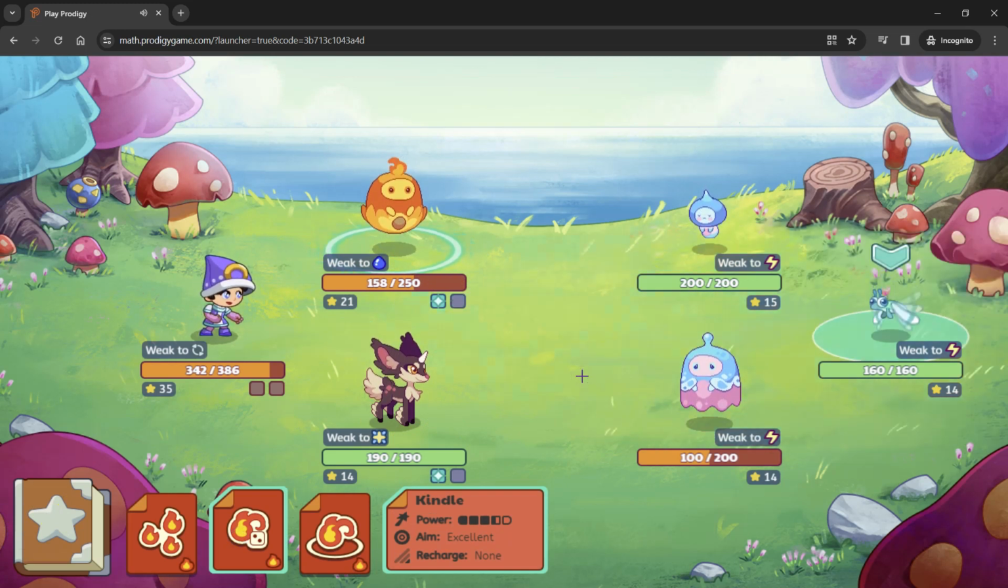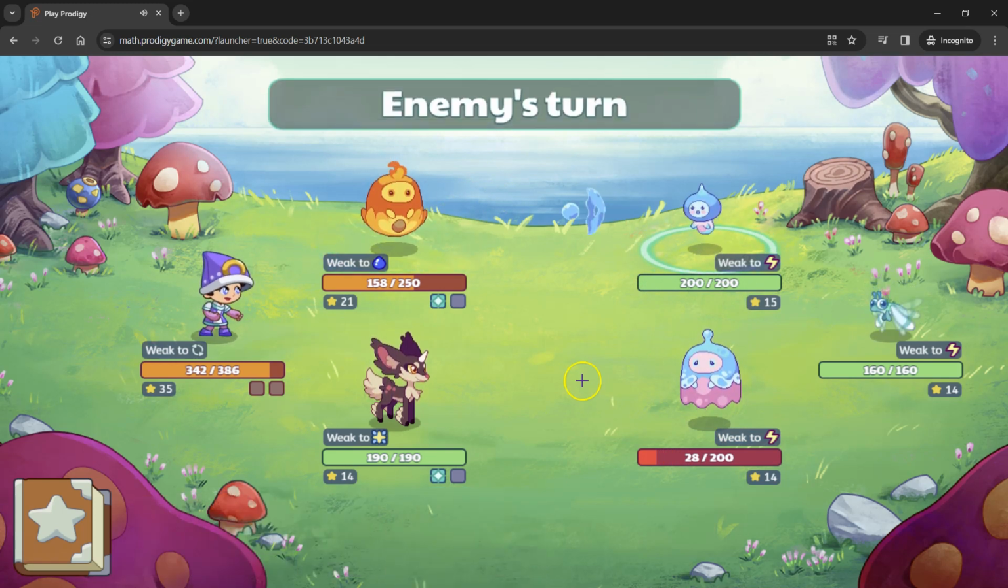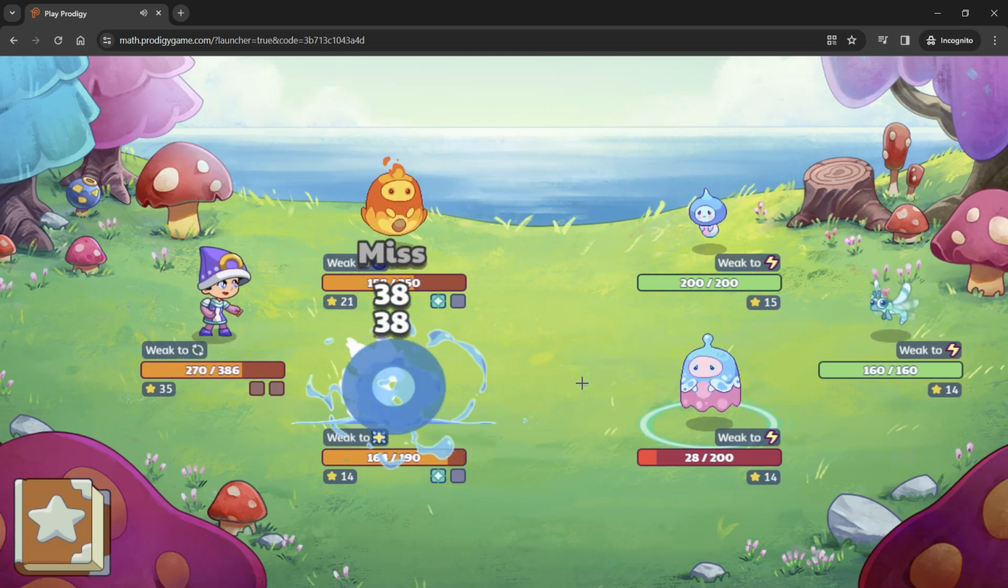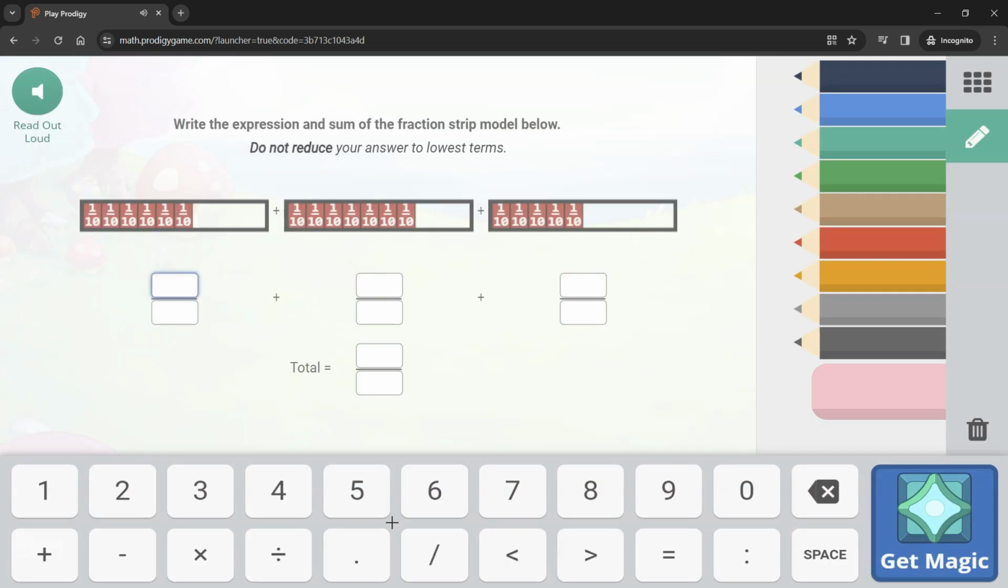All right, we got to do Kindle. Make it happen, Kindle. Oh, goodbye, River Crawler. How are you still alive? Unreal. I really thought we got him that time. All right, let's do another one.